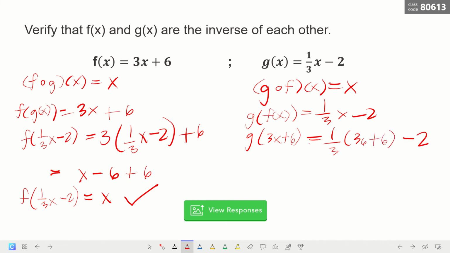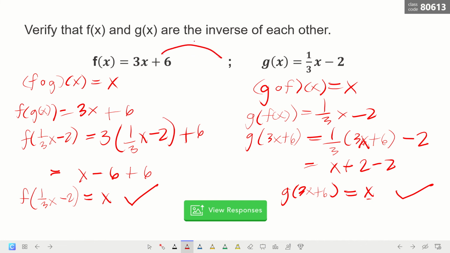minus 2. So, 1/3 times 3x is equal to x, and then 1/3 times 3 times positive 6 is equal to 6 divided by 3 is 2 minus 2. So, g of 3x plus 6 is equal to positive 2 minus 2 is 0, therefore x. So, therefore, pareho silang nag-result sa x. So, this function are inverse of each other.